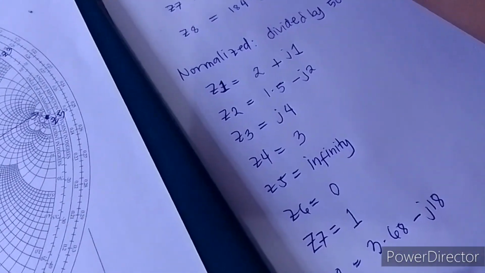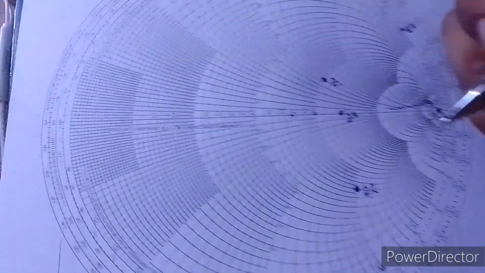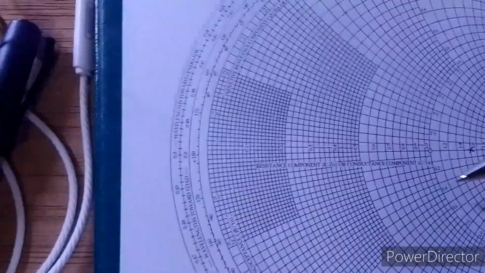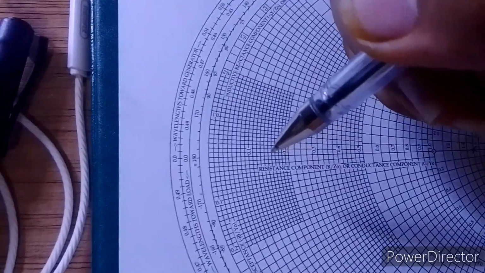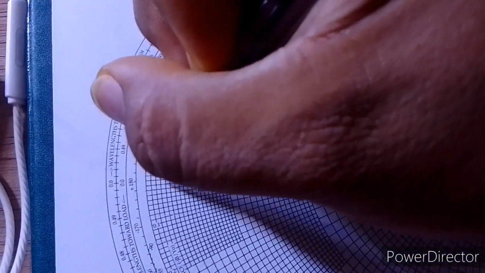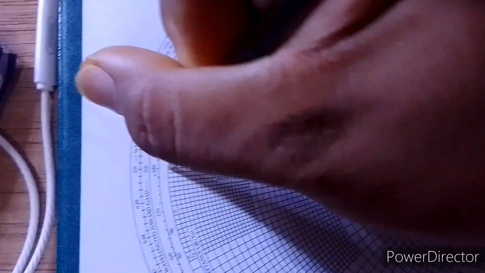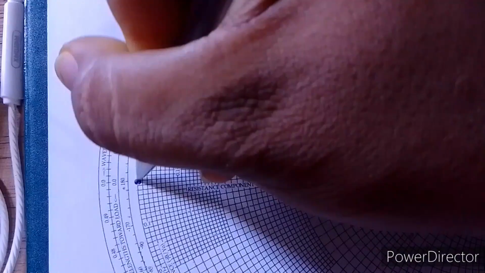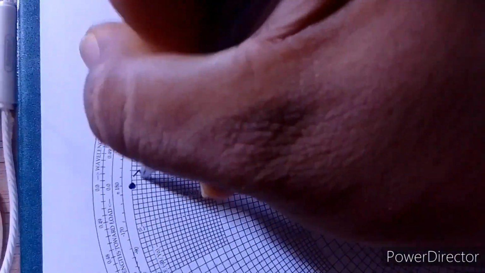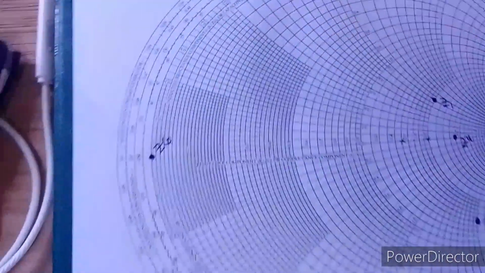And our Z6 will be 0. So we're going to locate the 0 here in our horizontal line. So we have 1, 0.2, 0.1, and here, along 180 degrees. So this is our Z6.